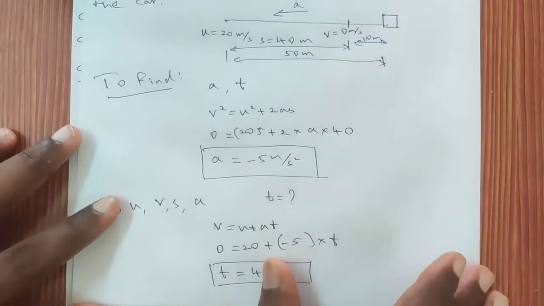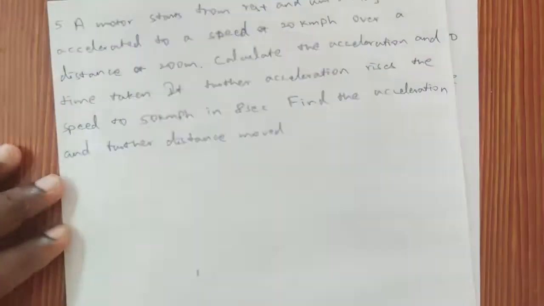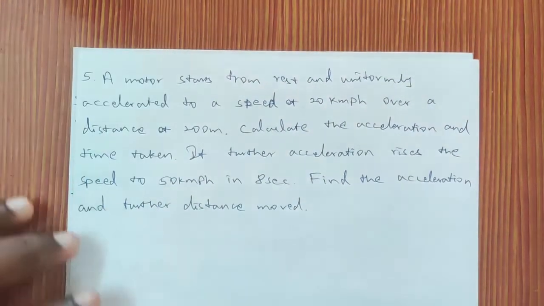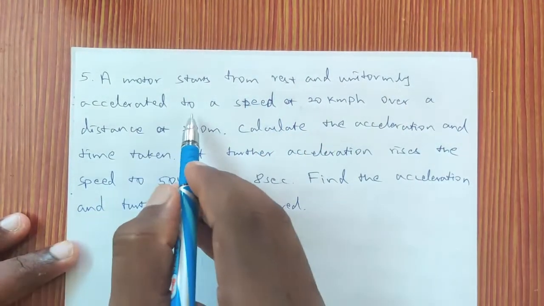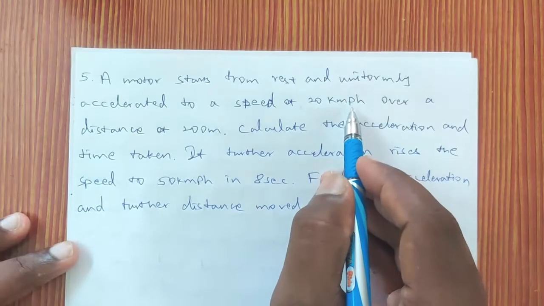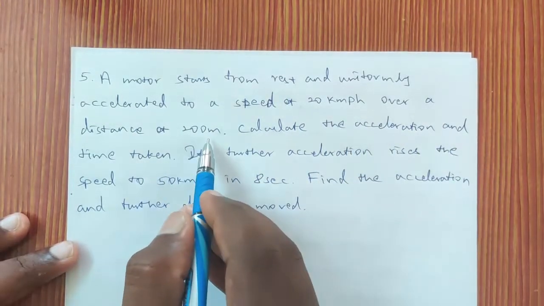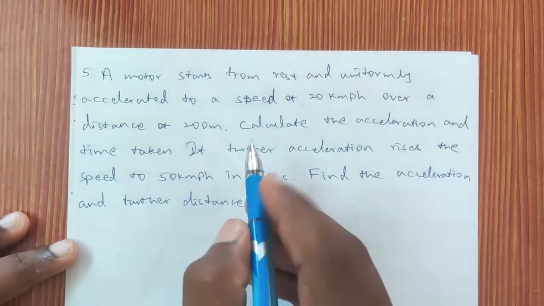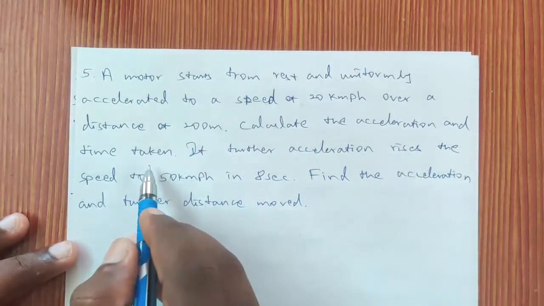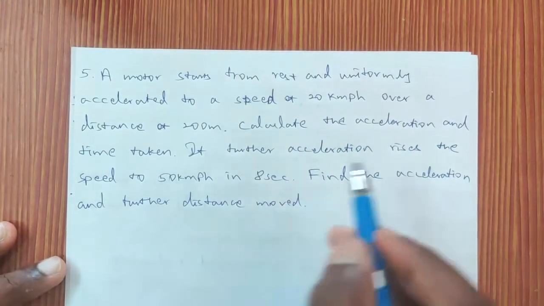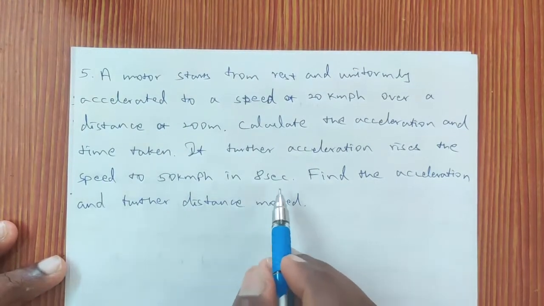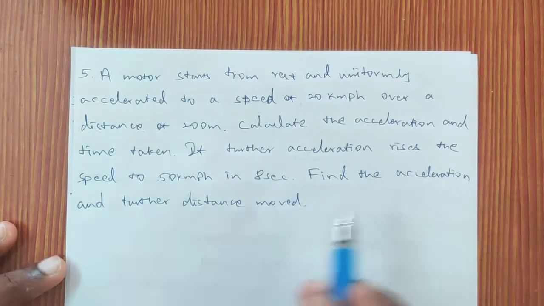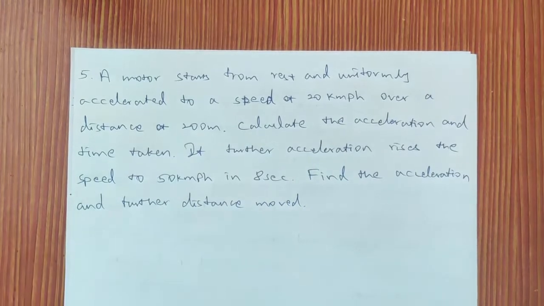Okay, that's all. The second problem: a motor starts from rest and is uniformly accelerated to a speed of 20 km per hour over a distance of 200 meter. Calculate the acceleration and the time taken. If further acceleration raises the speed to 50 km per hour in 8 seconds, find the acceleration and further distance moved. So here the problem is split into two parts.